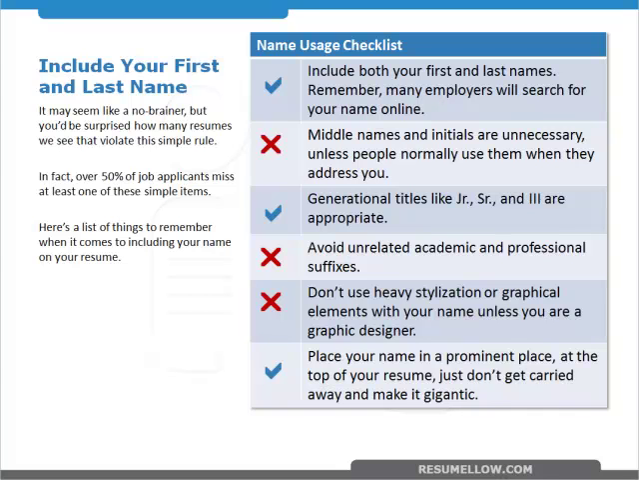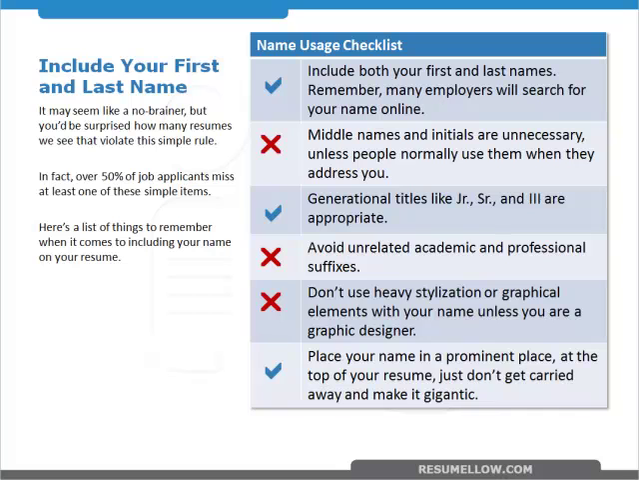Next item, middle names and initials are unnecessary. They make you sound pretentious. A ton of the resumes we review have middle initials, multiple middle names. It's silly. You don't need to use them unless people normally use them when they address you. Now, one thing that you will want to include is generational titles, things like junior or senior or the third. Those sorts of things are appropriate.